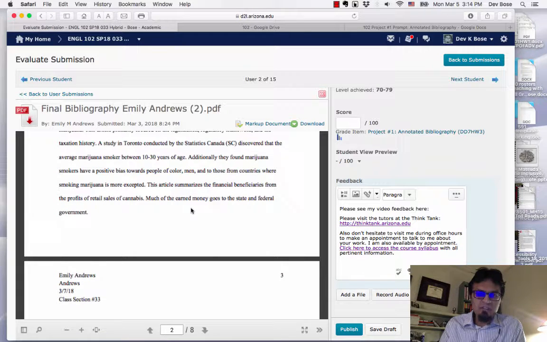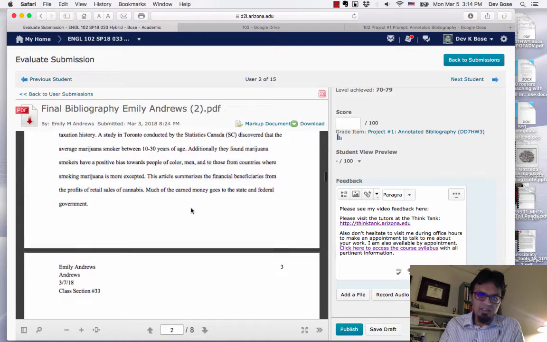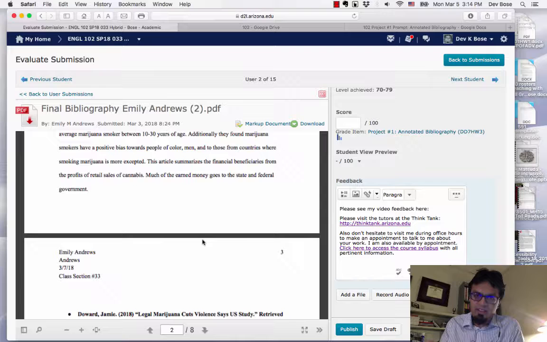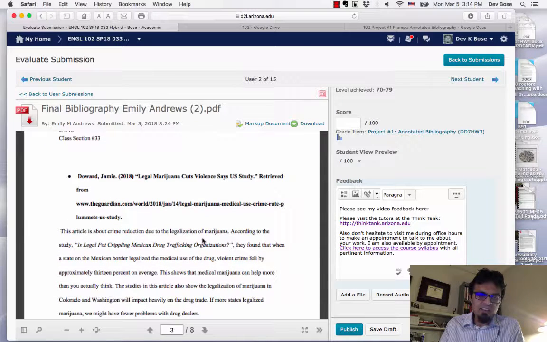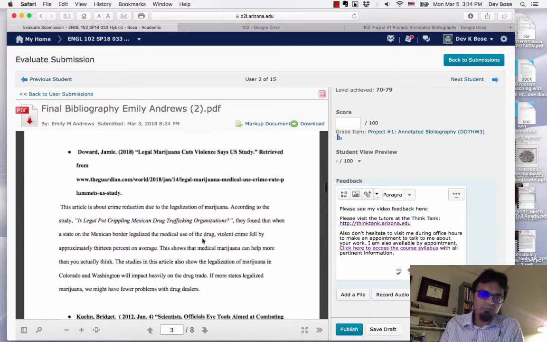You also need to very explicitly address the importance of this topic to your paper. You start to do that here a little bit. Much of the earned money goes to the state and federal government, but beyond that, there needs to be a little bit more of that. Okay, so in other words, so what exactly? If you have heard that before in English 1 classes, why are you including this information? So what? Why is it important?